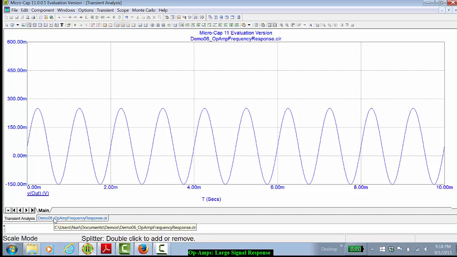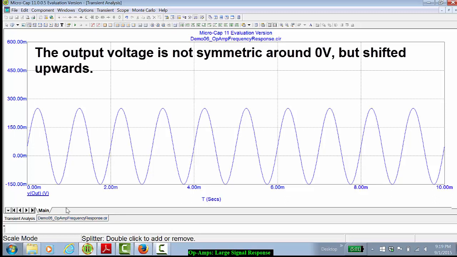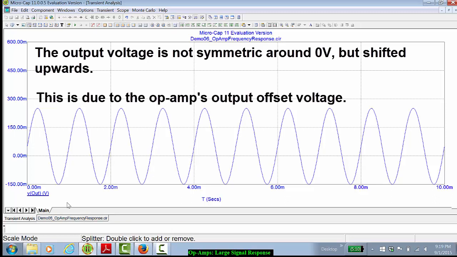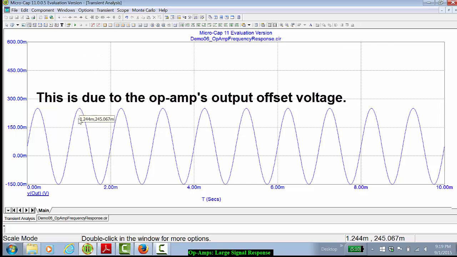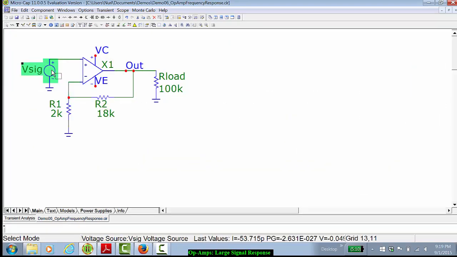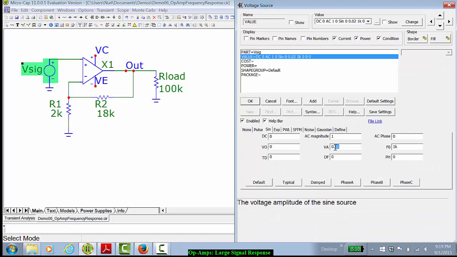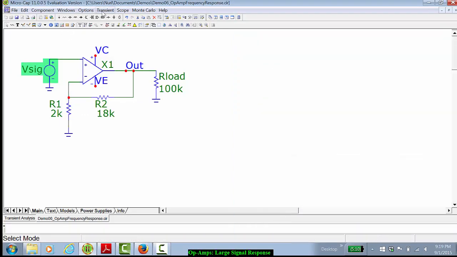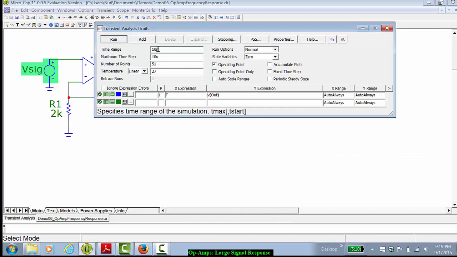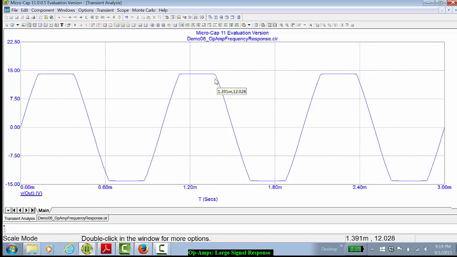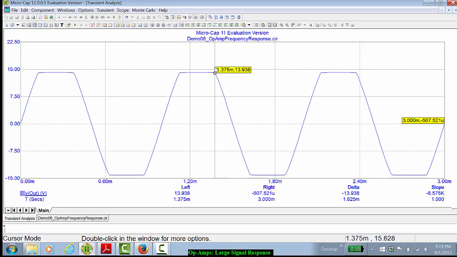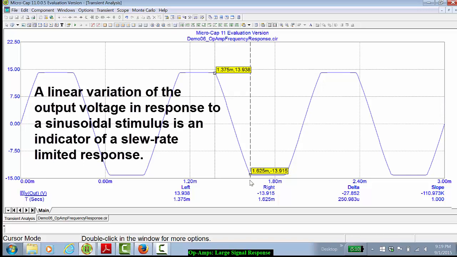Now notice that another effect is now manifesting itself in the simulation. The LF351's offset voltage is now coming into play, shifting the output voltage by several millivolts. Let's bring this back to 2 volts. And in the transient, let's just look at 3 periods. You'll note that here, switching from the peak and going downwards, the downwards edge is very much linear. It doesn't look sinusoidal at all because the response is now limited by the slew rate.